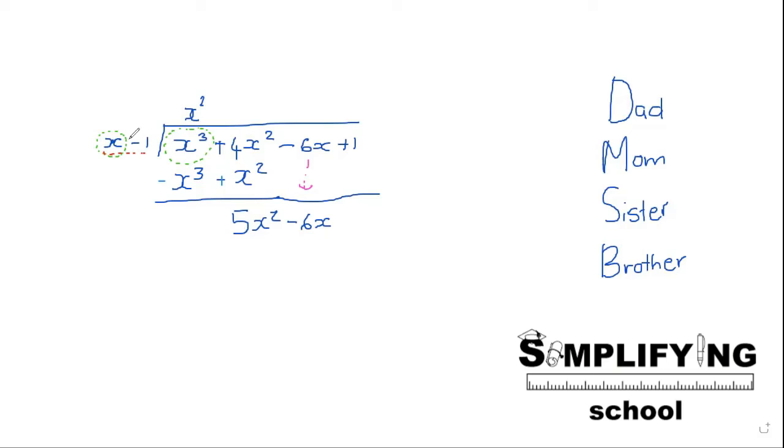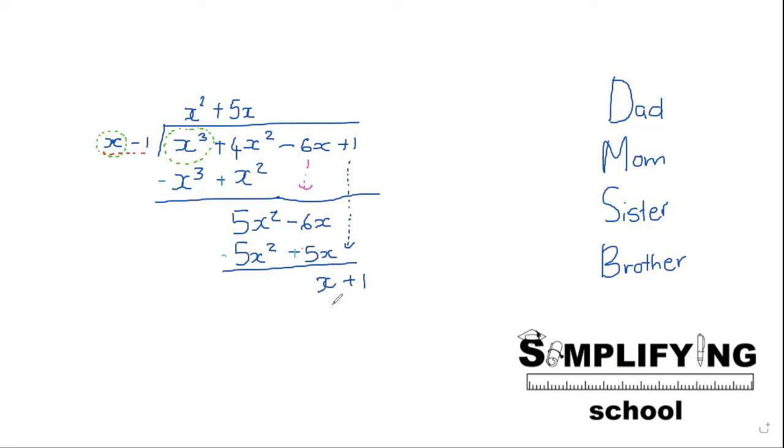So 5x squared divided by x will give me 5x. 5x times x minus 1 would be 5x squared minus 5x, right? Then the signs change because we're subtracting. And once I've changed my signs, it's just adding. So 5x squared minus 5x squared is 0. Minus 6x plus 5x is just minus x, and I bring this little one down all the way there, plus 1.